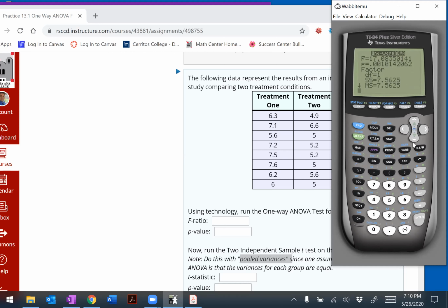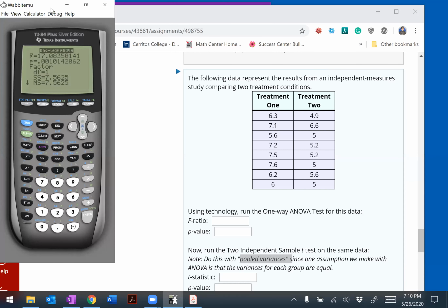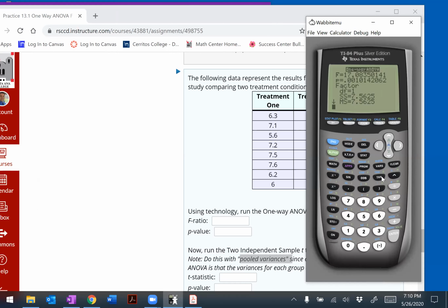Okay, but they're saying we could have also run the test with pooled variances, because we're comparing the variations. So we want to pool them. We want to cross them over and compare the variances one to another using a 2-sample t-test. So let's go to stats, calc, or sorry, not calc, test. And we want to do a 2-sample t-test. That's number 4 here.